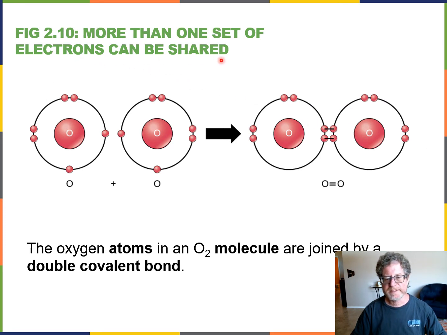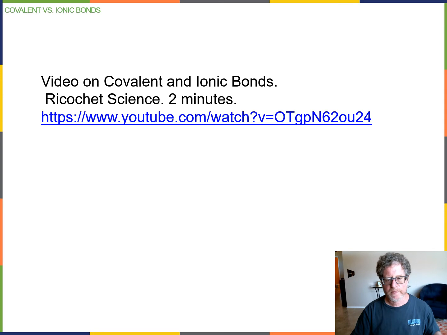Sometimes you can form a double covalent bond. Molecular oxygen has 2 oxygen atoms forming a covalent bond. It's actually a double covalent bond because 2 electron pairs are shared. You can watch this video from Ricochet Science on how covalent bonds form and a second kind of bond called an ionic bond, which we'll look at in a second.